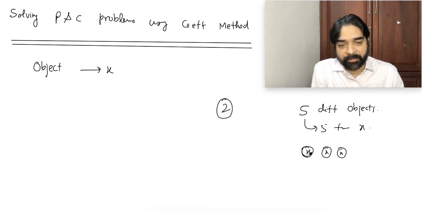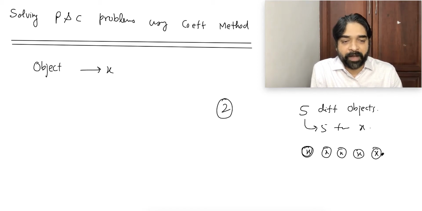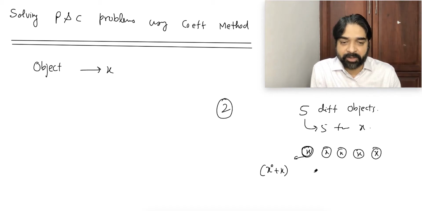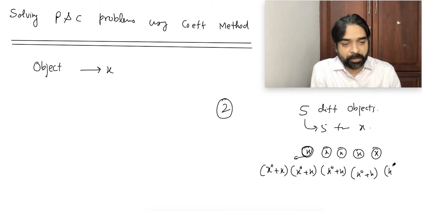Now, if I say I want to select 2 objects out of these 5 objects, think carefully. What is the possibility of this x? It may come in the selection or may not come. Total 5x are there. If you ask this x, will you come in the selection? It may or may not. So this object bracket we form this way: x power 0 plus x. Slowly you will understand, don't worry. This one I will say x power 0 plus x. This one also x power 0 plus x, and so on for each object.